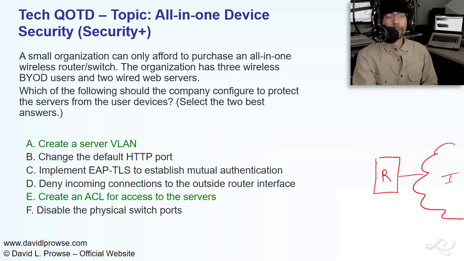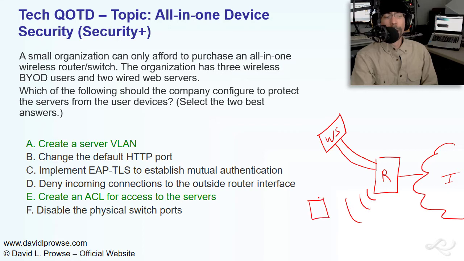And over here, you've got connections wired to web servers. And you have wireless connections going out to the users, and we say BYOD users, meaning mobile devices, smartphones, tablets, whatever. So we'll call those BYOD. And we don't want the BYOD users to be able to connect to the web servers. So the best ways to go about this, create a server VLAN.